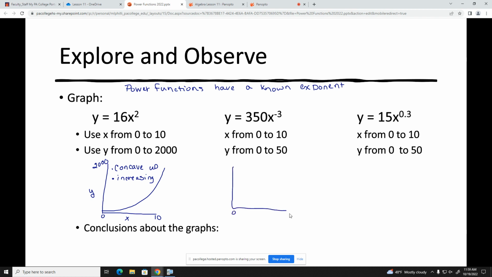This time we went 0 to 10 in the x direction, 0 to 50 in the y direction, and we had a curve something of this nature. We noted it was concave up. We noted that it was decreasing. And so we have our third one. This time we have 15x to the 0.3 power, and we have the exact same window for this one.